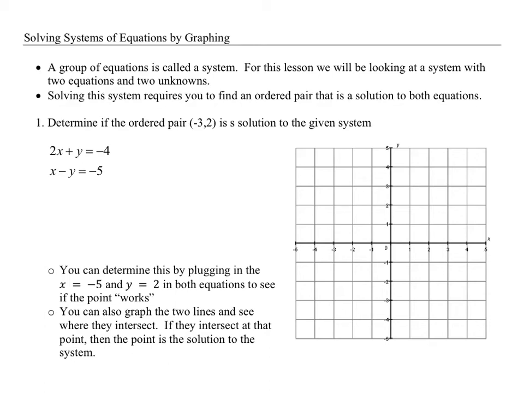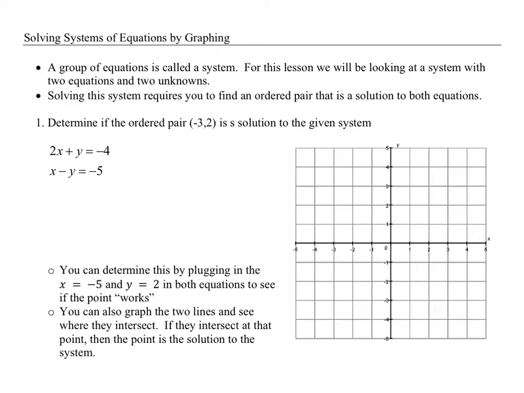This lesson is solving systems of equations by graphing. A group of equations is called a system. So for this lesson, we're going to be looking at two equations with two unknowns. So what does it mean to solve a system? It means that you find an ordered pair that is the solution to both of the equations in the system.